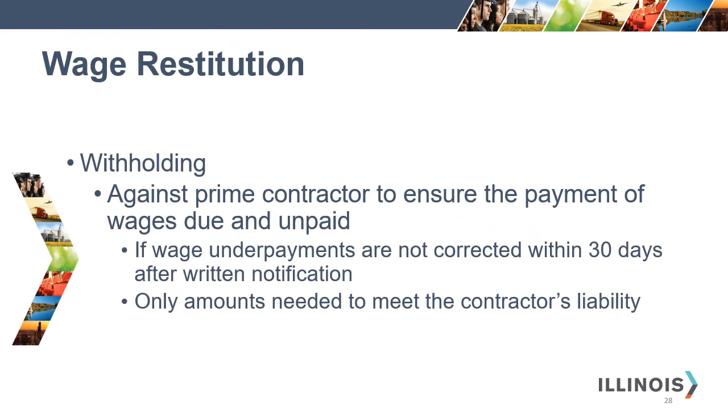Withholding. Withholding may be against the prime contractor to ensure the payment of wages due and unpaid. If wage underpayments are not corrected within 30 days after the written notification, only amounts needed to meet the contractor's liability may be withheld.